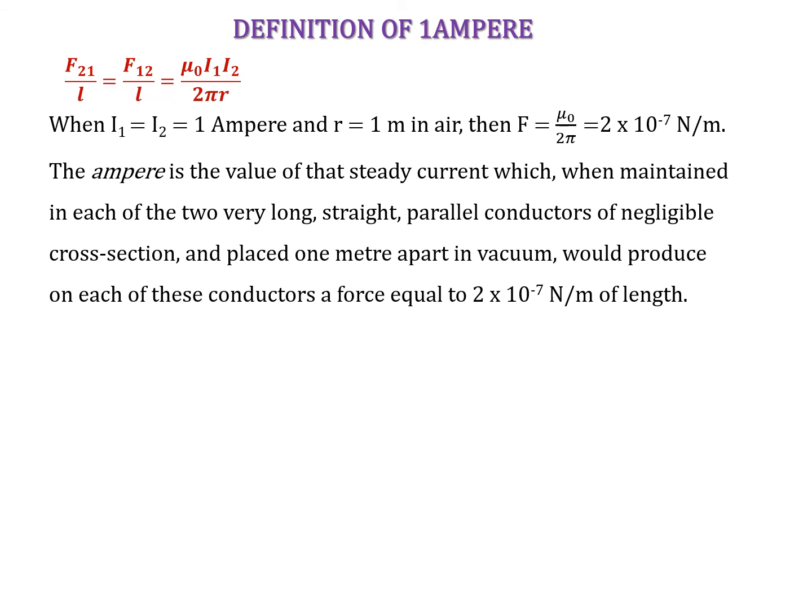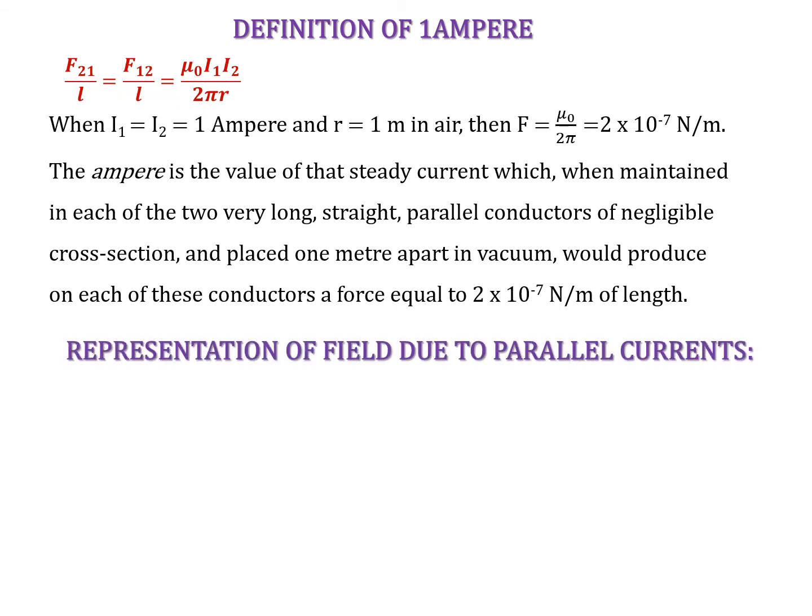Okay, so if the current in each conductor is 1 ampere, the distance between the conductors is 1 meter, placed in air or vacuum, then the force per unit length will be 2 into 10 raised to minus 7 Newton per meter.